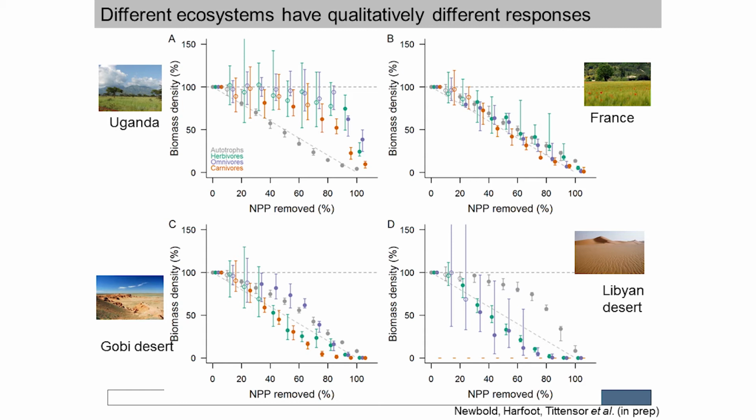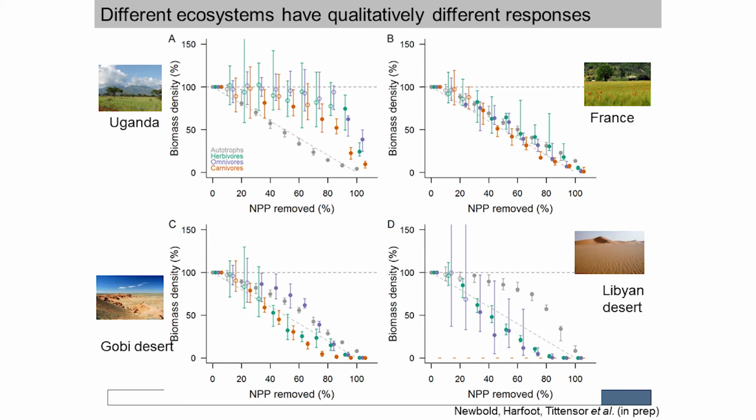You can see that the plant biomass is declining almost linearly. So as we're harvesting more biomass from the system, the plants are declining linearly. But the biomass of animals is actually quite insensitive until we reach levels of about 80% appropriation. And then suddenly we see a sort of collapse of the ecosystem. The total biomass is declining quite rapidly.